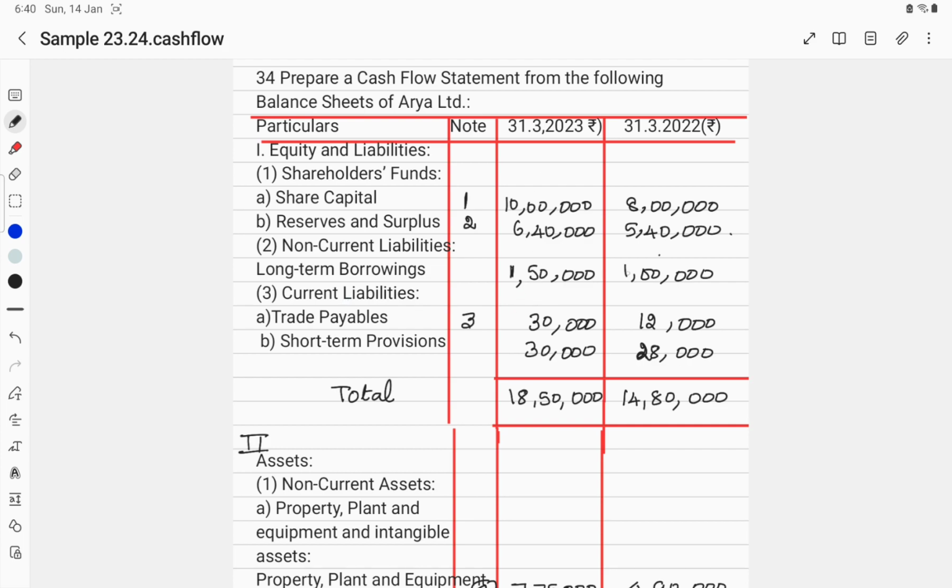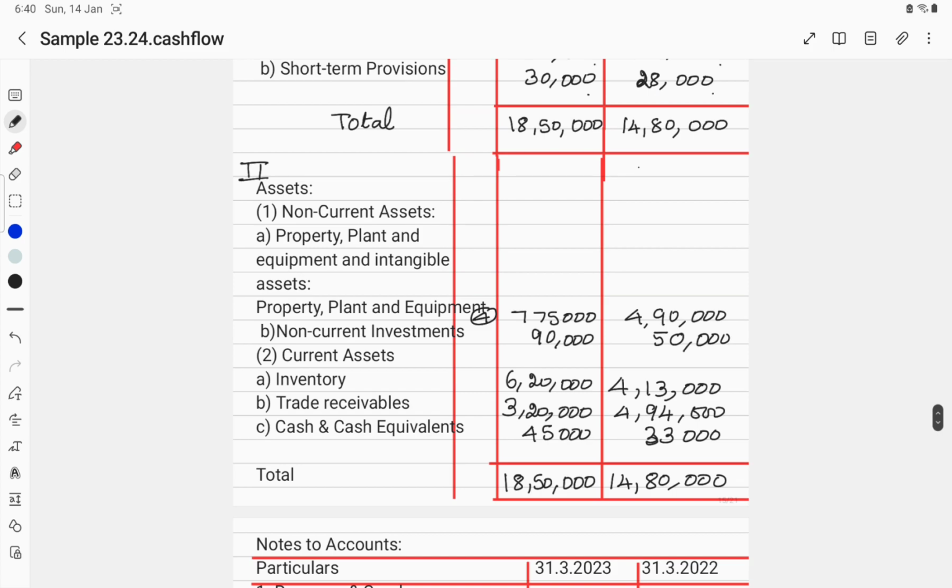Long-term borrowings 1 lakh 50,000, 1 lakh. Trade payables 30,000, 12,000. Short-term provision 30,000, 28,000. Total liabilities 18 lakhs 50,000, here 14 lakh 80,000. Assets. Non-current assets. A. Property, plant and equipment and intangible assets. 1. Property, plant and equipment 7,75,000, 4,90,000. B. Non-current investments 90,000, 50,000.